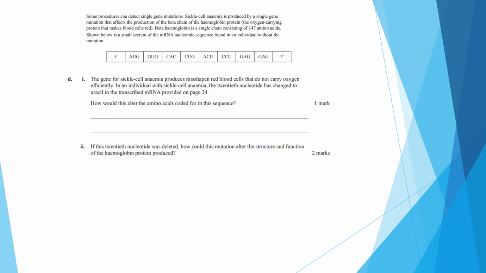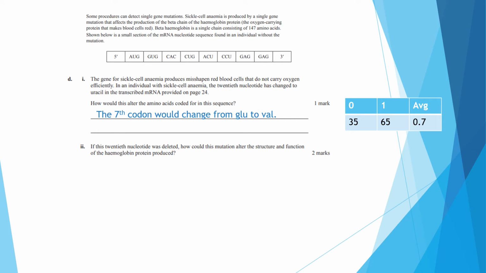Part D1 asks that if the 20th nucleotide changes to uracil, how will this alter the amino acid coded for in this sequence? So referring back to the table, you'll see that by changing the 20th nucleotide from adenine to uracil, the 7th amino acid would change from GLU to val.